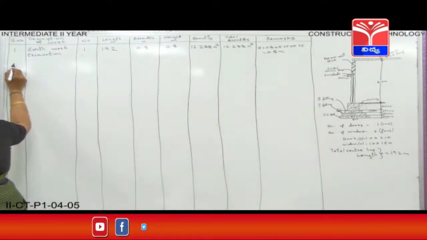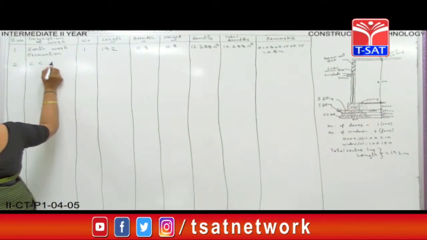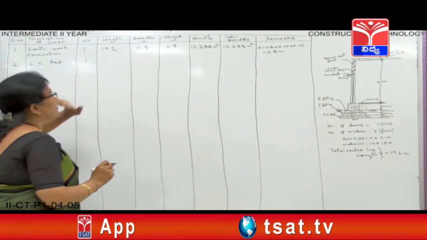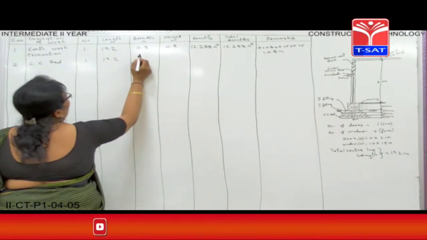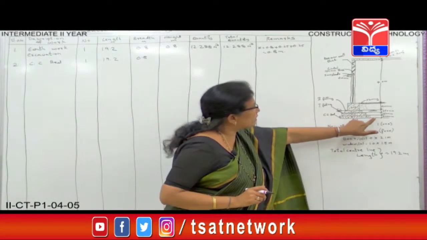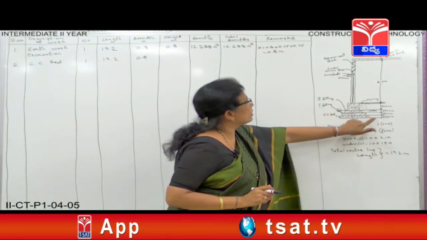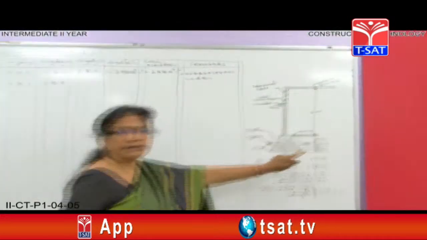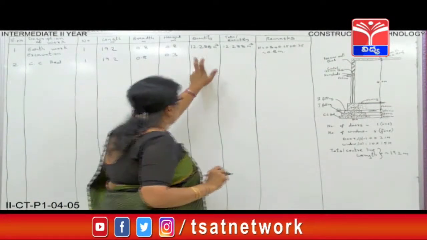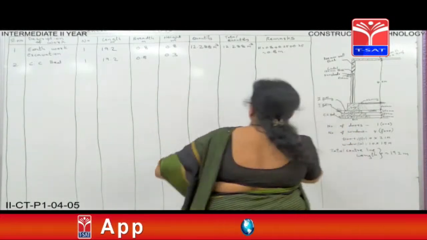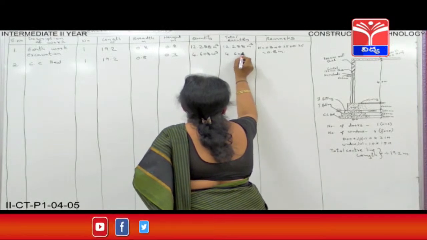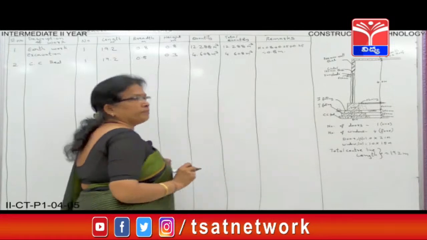Now next, that is the CC bed. CC means cement concrete bed in foundation. Number 1. Again, the length will be the same, 19.2 meters, and the breadth is again from the drawing, that is 0.8, and for the depth, this is the CC bed concrete, here it is 300 mm. When you convert that to meters, it is 0.3 meters. Multiply everything and write the quantity. Then you will get the quantity of the CC bed, that is 4.608 cubic meter. Write the same thing in total quantity also, 4.608 cubic meter.